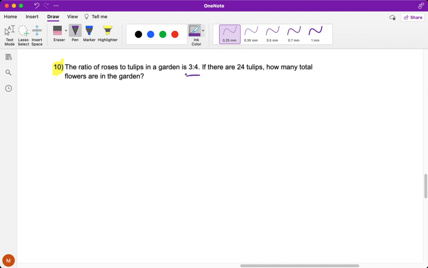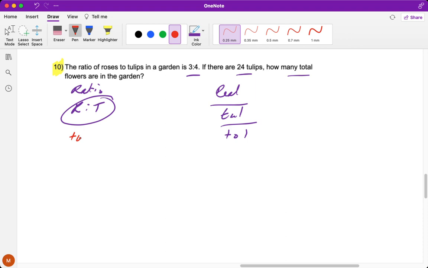So here my ratio is roses to tulips. But what I'm trying to solve for is, they give me tulips and then they want the total. So now I'm doing tulips to total. I need to rewrite this as tulips to total. Well, if my ratio of roses to tulips was 3 to 4, I know that my tulips is going to be 4, and my total is how many parts I have combined, which is 3 plus 4, which is 7. So the ratio of tulips to total is 4 to 7.